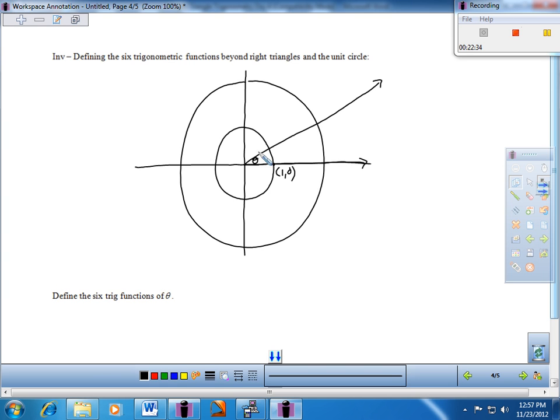Now, I'm going to try to fit all this in. Even on my big board, it's not easy to do, but I'll see what I can accomplish. And then I'll ask us to get a little assistance on labeling some things.